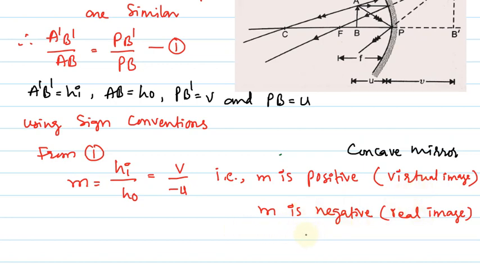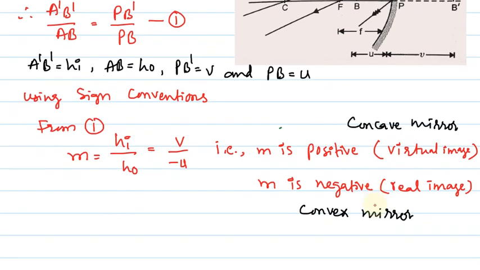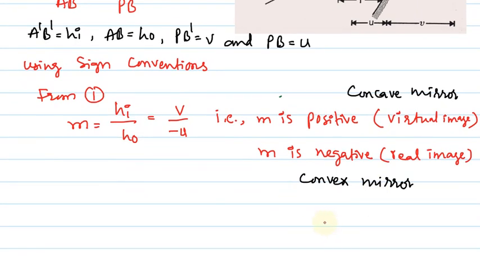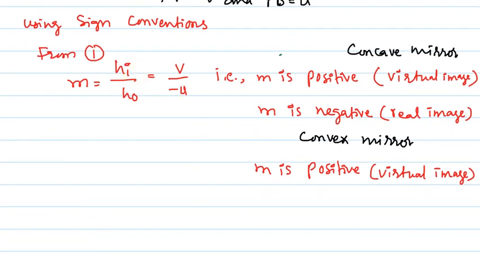Let us see for convex mirror. Convex mirror always forms which image? Virtual and diminished image. So in this case m is positive because it forms always virtual image, right? So now let us see some more aspects related to magnification.